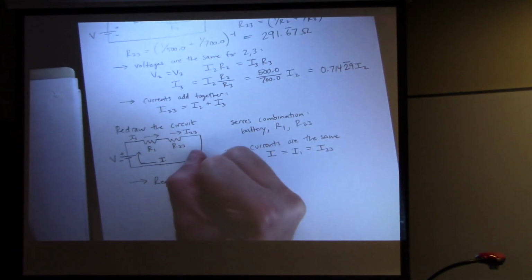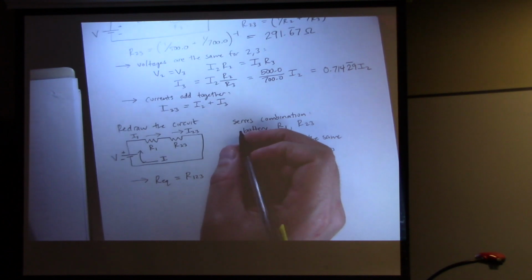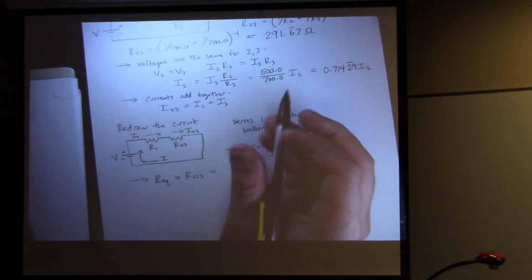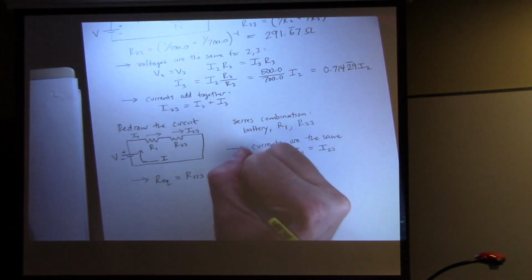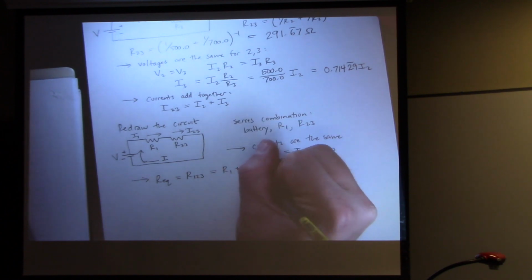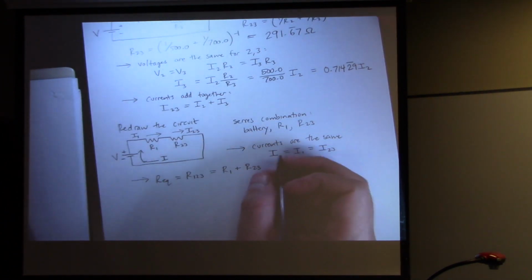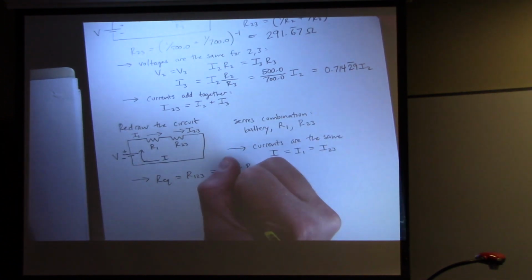So that would be R1, 2, 3. We've combined all three. Since they're in series, this just means they add together. R1 adds right to R2,3. So we can actually plug the numbers in and get the answer out.